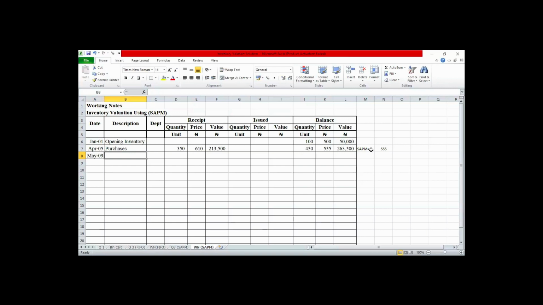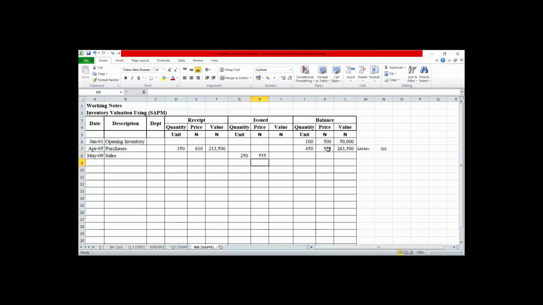What do we do? Sales. So sales. How many units do we sell? 250 units. Is it 200? Confirm. 250 units. May 9. Sorry, so we are on number 3. 250 units, sir. Then that 250 will now be at what price? At 750 naira. Oh, sorry, no, 555. Okay. Is it clear?